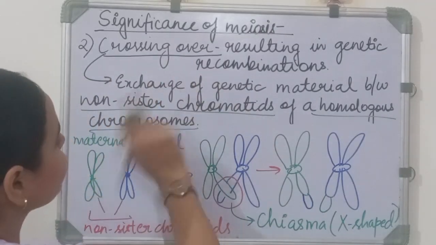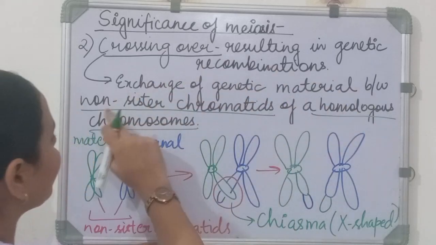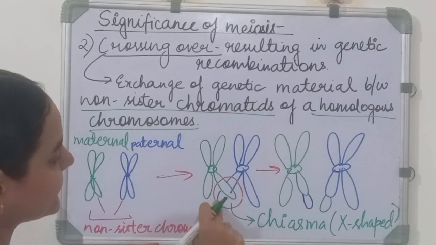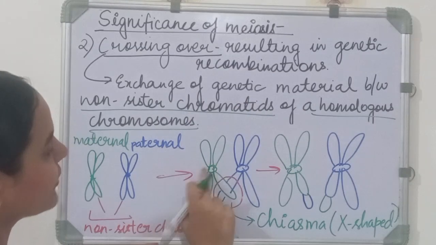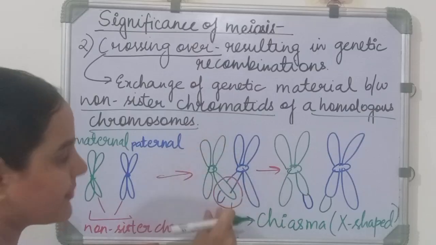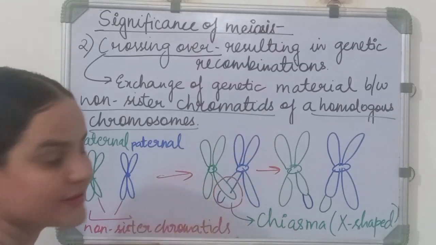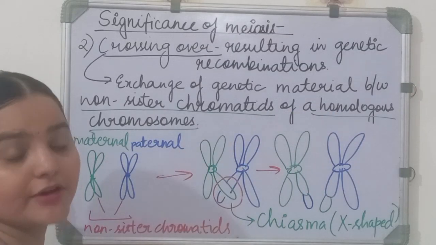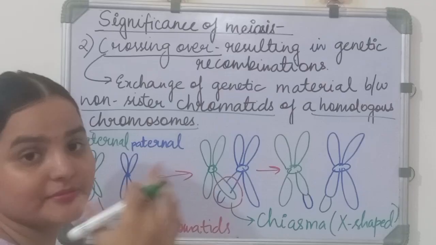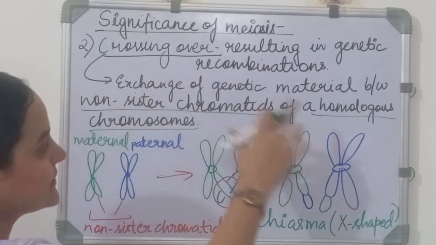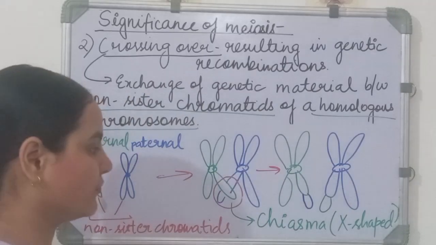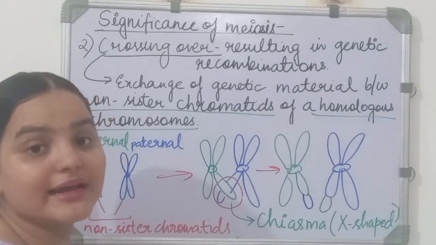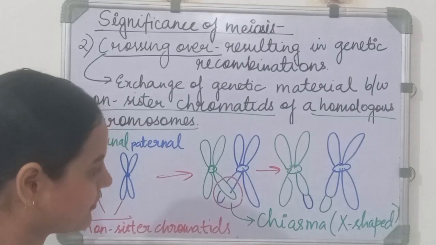Now let's understand again. Exchange of genetic material between non-sister chromatids of a homologous chromosome. So here the exchange of genetic material is happening between non-sister chromatids, one chromatid of the mother and another chromatid of the father, of a homologous chromosome. These two chromosomes are known as homologous because they are exactly of similar shape and size. So this whole thing is known as crossing over. Now this X-shaped structure which is formed due to crossing over is known as chiasma. So let's write the definition of this chiasma.